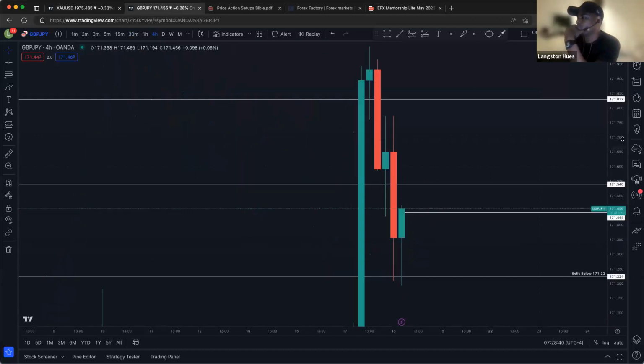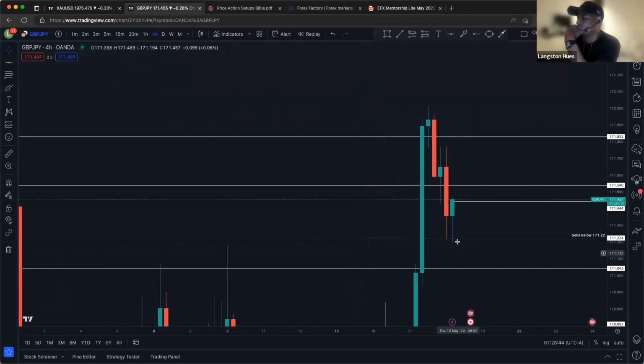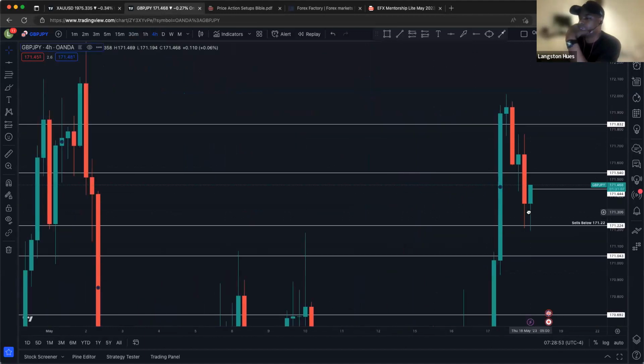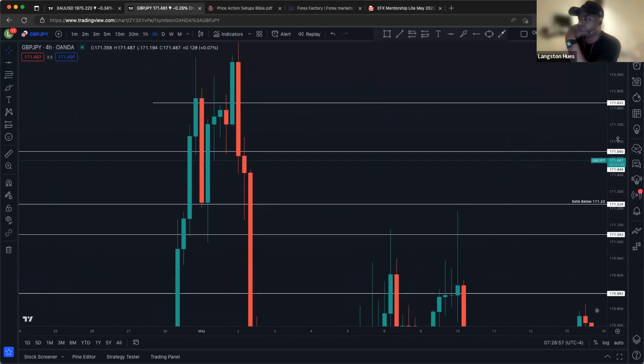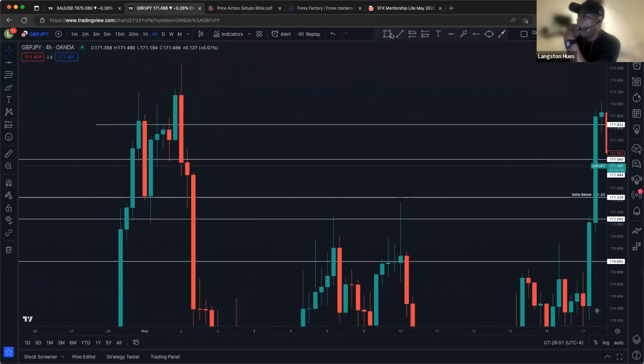So British pound essentially respecting this area right here, which indeed is a key level.